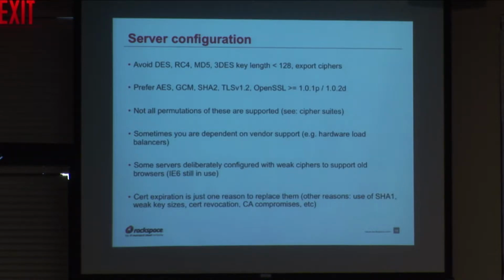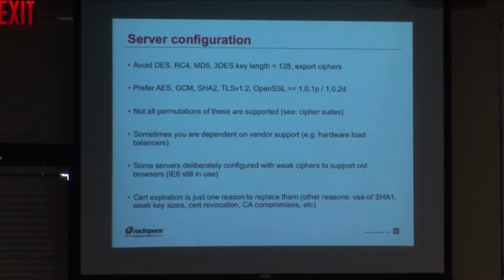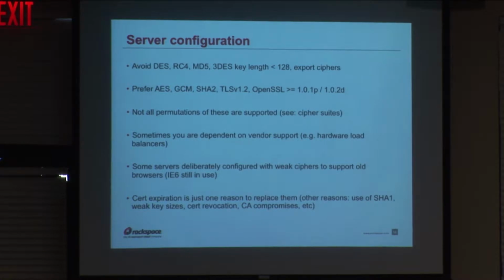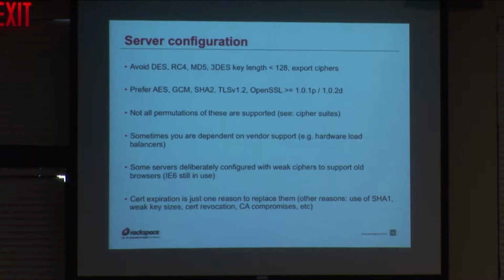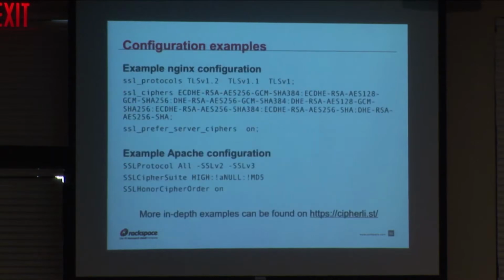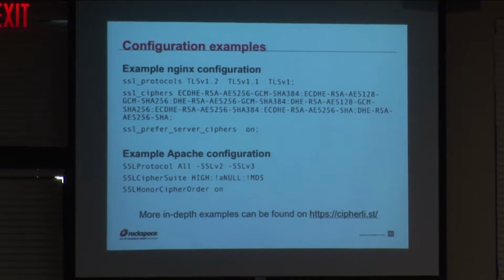Sometimes, unfortunately, hardware puts you in a bad spot. So you might have hardware load balancers or firewalls that don't support the protocols or ciphers that you want to support. So sometimes you can't even go in there and just twiddle some bits in your configuration. Sometimes you've got to call your hardware provider, which is unfortunate when that happens. And like I mentioned, sometimes the business wants to support IE6, and so you've got to support IE6, and that comes with compromises. So here's an example configuration. I won't go too far into this other than to just show you what you're dealing with.